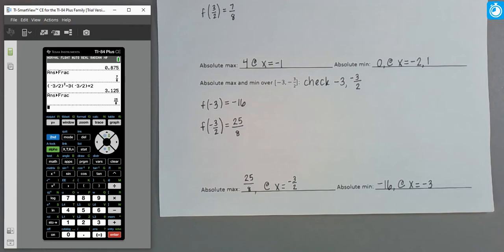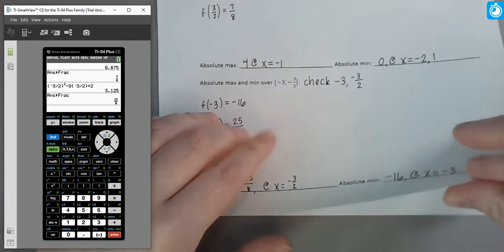So depending on the interval we're looking at, depending on the function we're looking at, sometimes our absolute max and min occur at our endpoints. Sometimes they occur at critical values. It just depends on the function. It depends on if we're looking at an interval containing our critical values or not. It's going to vary just depending on the situation that we're looking at.